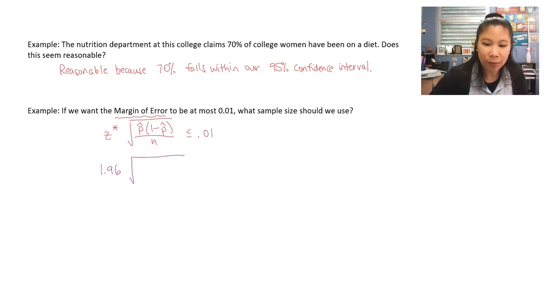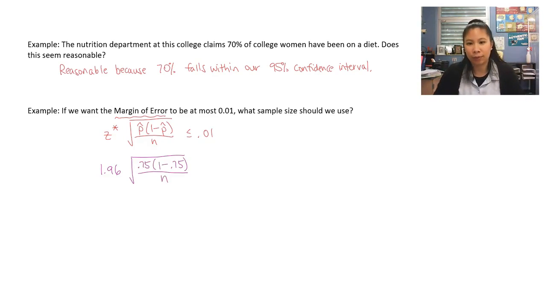Our sample proportion would still be the 75%. But now we don't know what n is because we're being asked what sample size should we use. So it's not going to be 267 anymore. And all of that is less than or equal to 0.01.